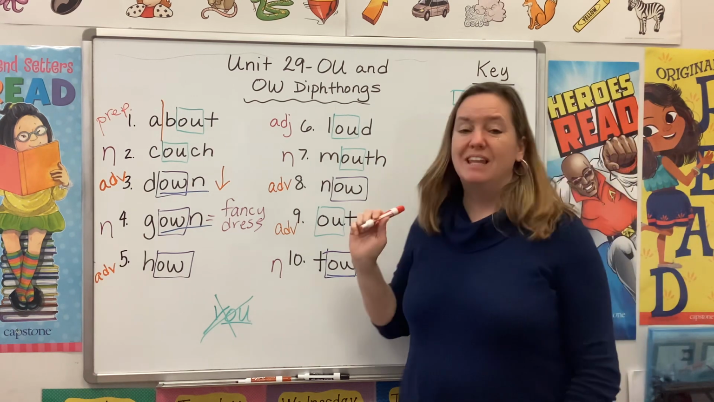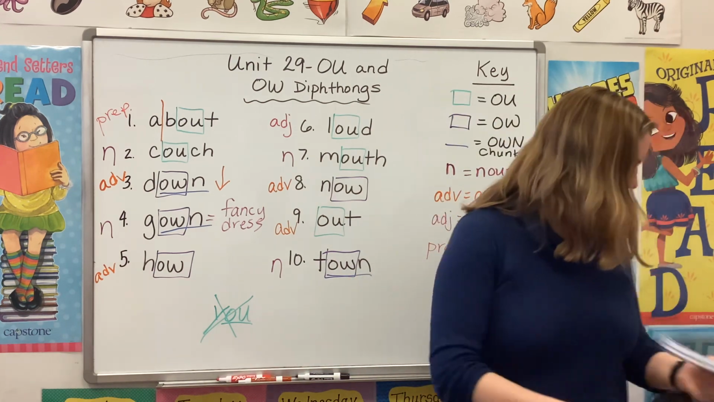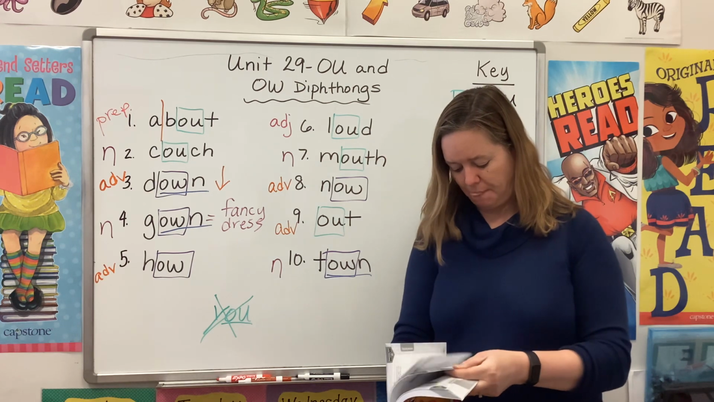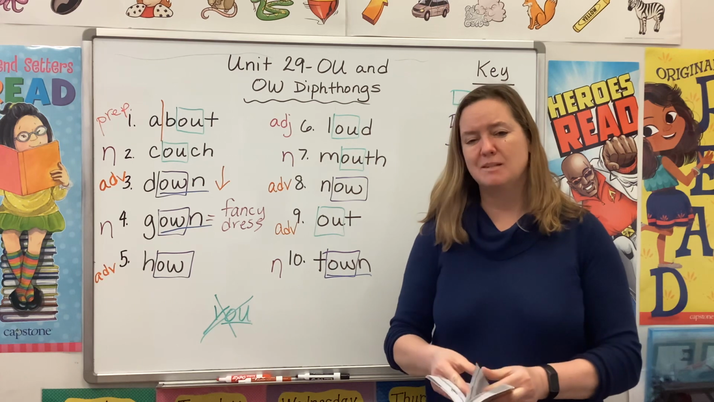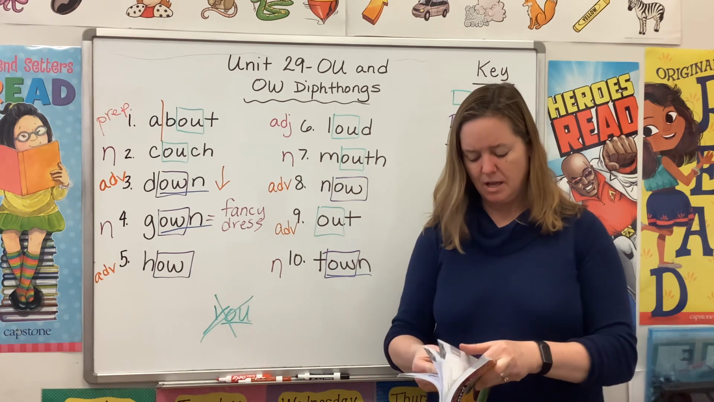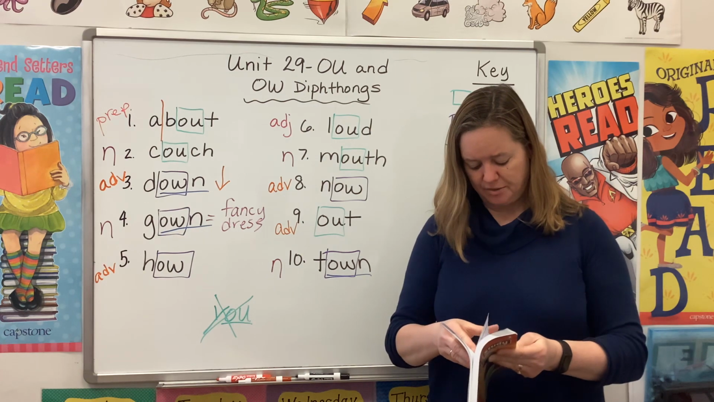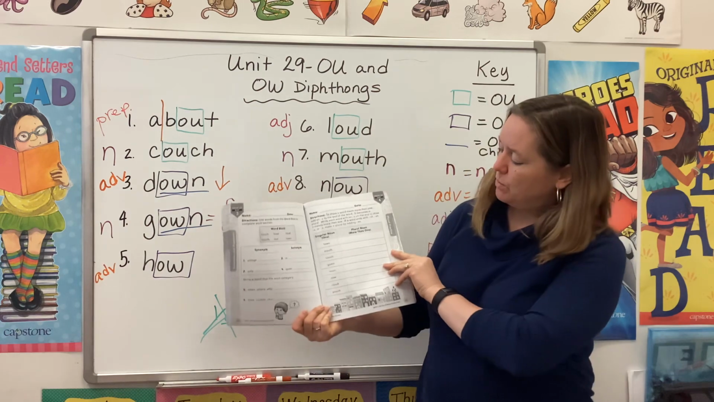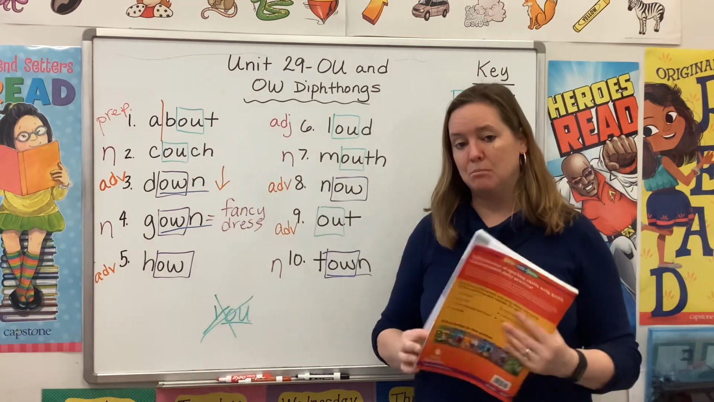Okay, the last thing I want to talk about is I want you to notice that when you get to page 183, you're going to have a little practice with plurals. We talked about plurals a long time ago, right? More than one of something. So on 183, you're going to have words like town, mouth, couch, gown, and you're going to make them plural.